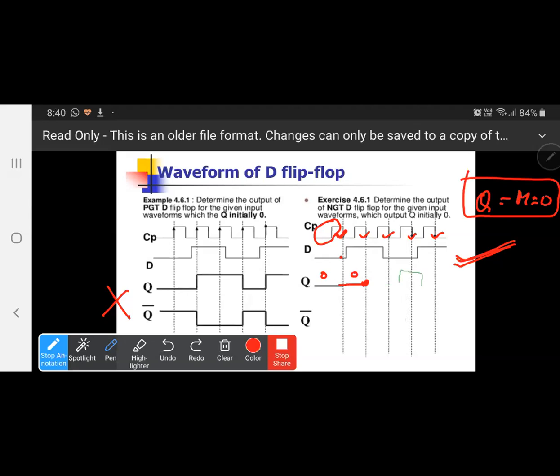Okay, no problem. I am drawing now. So this is 1. Now check, what is the value of D here? 0. Goes down. Now check, what is the value of D? 0, as well 0. Here, what is the value of D now? 1. Clear? Yes.